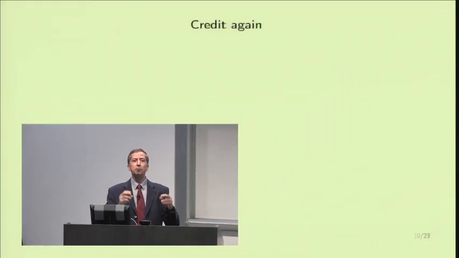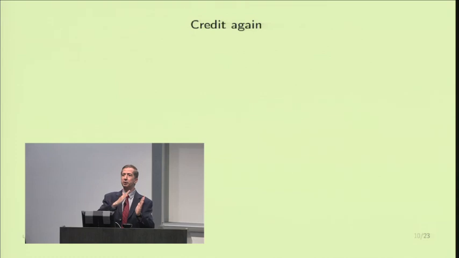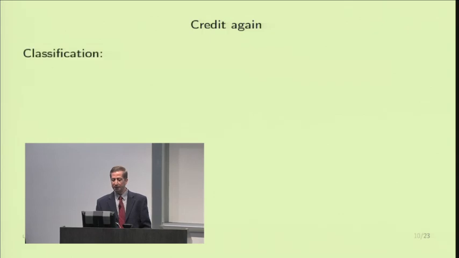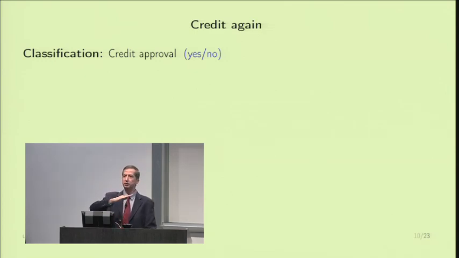In order to build it up, we are going to use the credit example again, in order to contrast it with the classification problem we have seen before. So what do we have? In classification, we have the credit approval, yes or no. That's a binary function, where the output is plus or minus one.